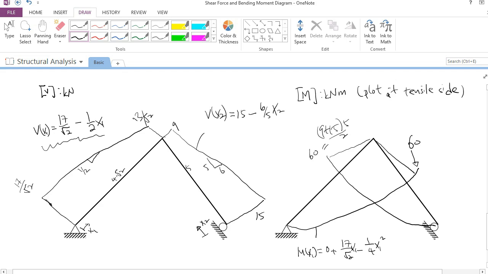If I want to describe the function of this bending moment diagram, basically M(x2) is equal to the starting point, 0, and then plus the integration of this function. Basically it's 15 x2 minus 3 over 5 x2 squared.